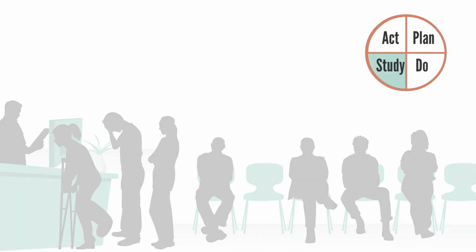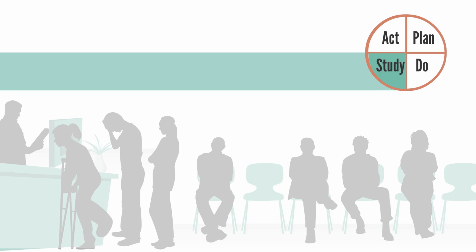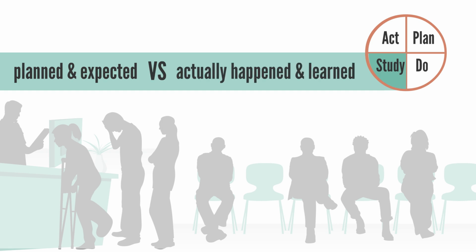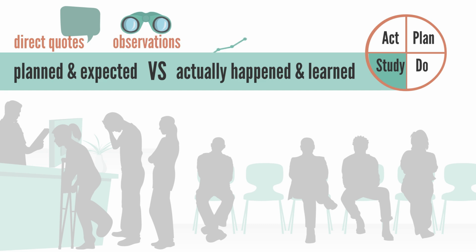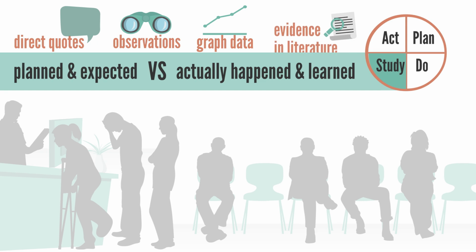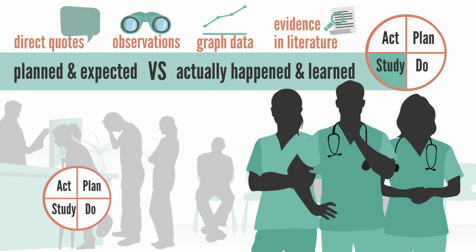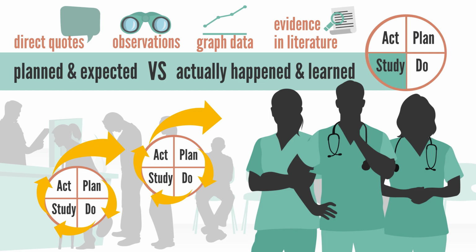the PDSA cycle, study. In this phase, it is important to reflect on what you planned and expected to learn compared to what actually happened and what you learned. You might review direct quotes from stakeholders and specific observations your team made during the do phase, as well as graph wait times on a run chart. It may also be a good time to revisit the evidence out in the literature to help you evaluate if the changes you trialed were leading toward improvement. Reflection in the study phase can help your team determine if your actions need to be adjusted and adapted for another PDSA cycle or if there were clear reasons to abandon the changes altogether.